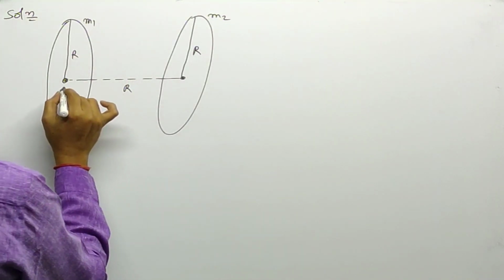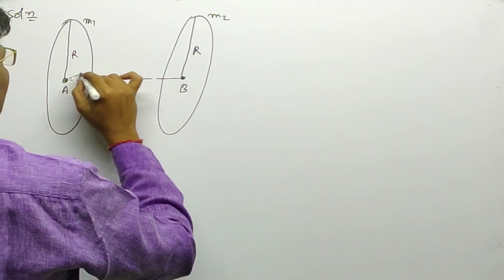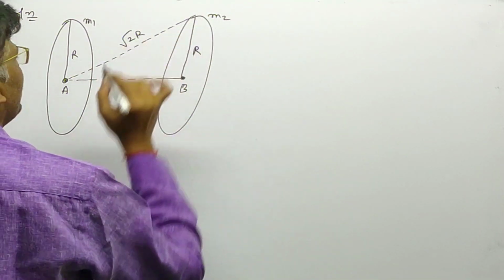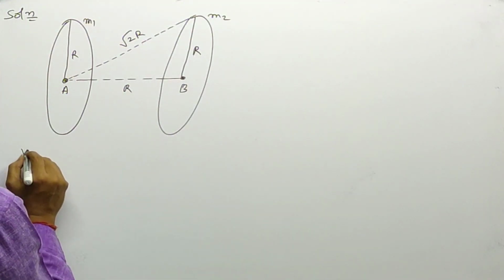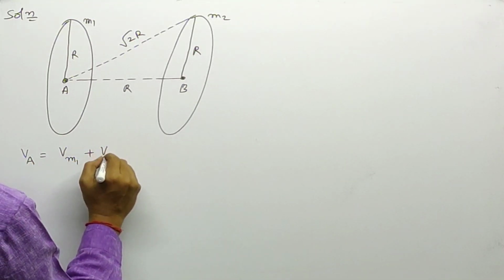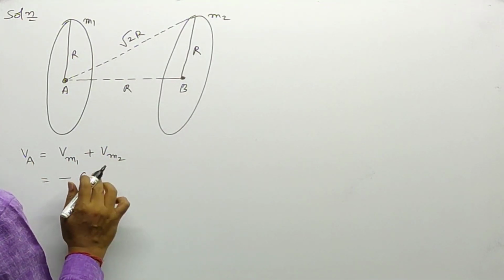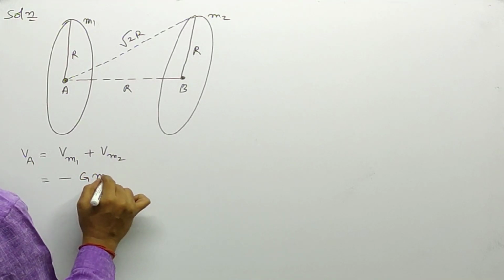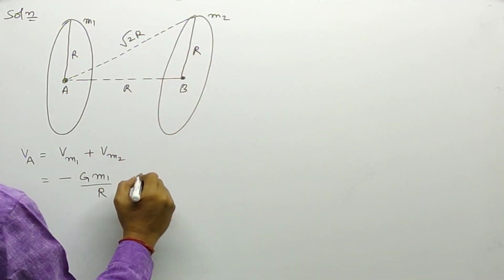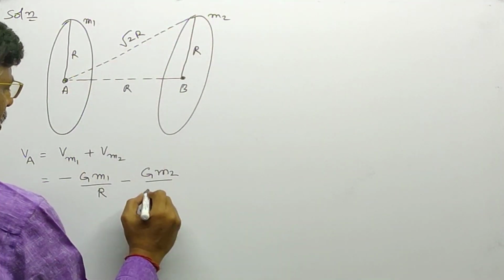Let us assume that A is the center of the first ring and B is the center of the second ring. Now, if we join this, according to Pythagoras theorem, the distance is root 2 into R. Potential at A, VA, is equal to potential due to M1 plus potential due to M2. That is equal to minus GM1 divided by R, minus GM2 divided by root 2R, since A is at a distance root 2R from the second ring.